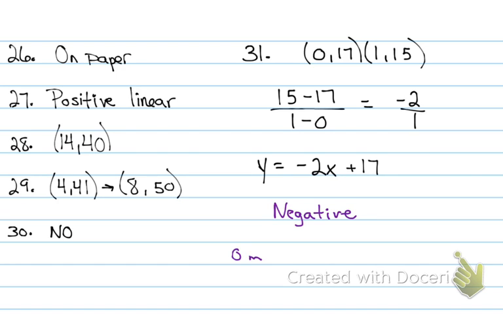Okay, now I need to make my interpretation. Since this is multiple choice, you'll have 4 scenarios to choose from. So how could I interpret my y-intercept? Does anybody know? Anybody think they know? We've gone through a couple of these.